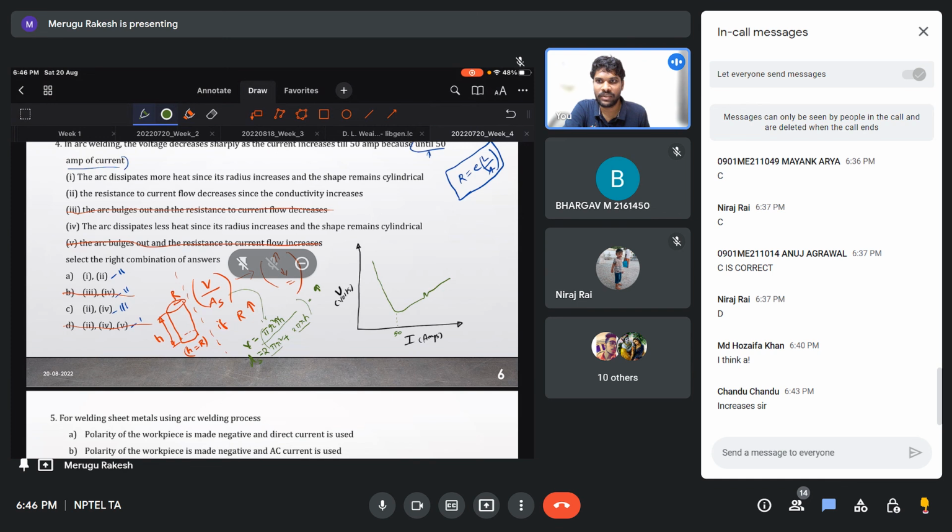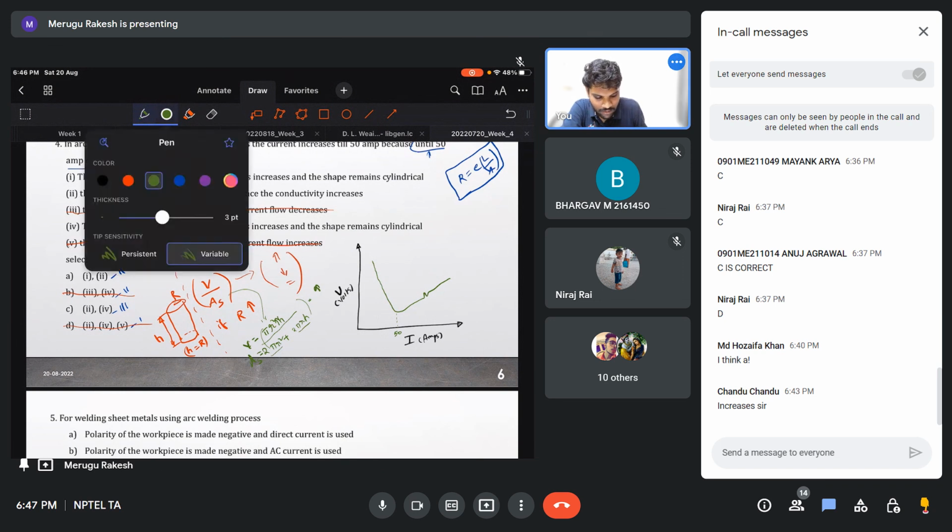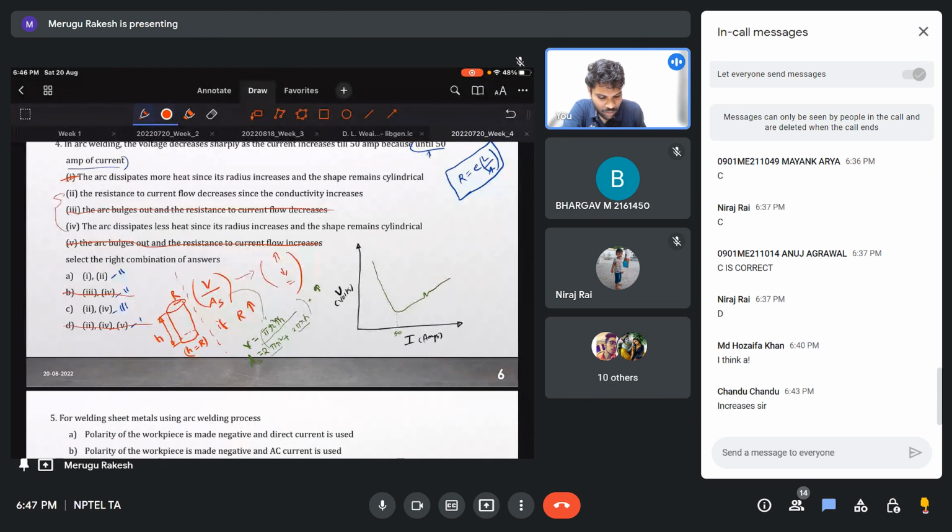But in option 1, the arc dissipates more heat with increase in radius, which is false, because with increase in radius my heat content is increasing, irrespective of the surface area also increasing. So my heat transfer is actually decreasing. So option 1 I can strike off. Only options 2 and 4 remain, so option C is the right one. Option 2 is correct, and option 4 is also correct. You can answer by this last statement also.